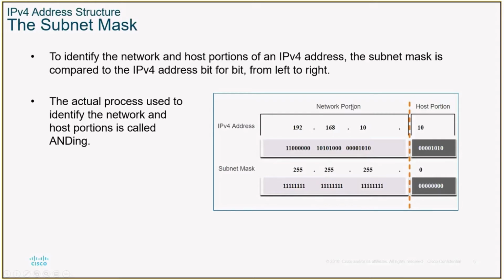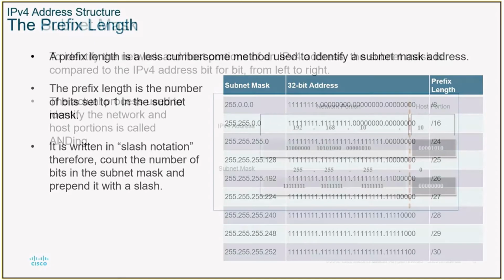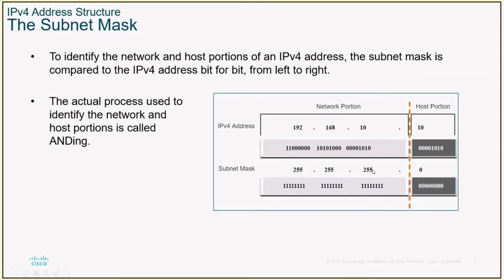And so, of course, basically in this process, wherever there's a 1 in the subnet mask, the value from the IP address will carry down. Wherever there's a 0 in the subnet mask, it will always end up being all zeros. So the prefix length is a less cumbersome method used to identify subnet masks. So of course, a subnet mask, like the previous example here, was 255.255.255.0. So of course, translating that into binary, it's 24 ones followed by 8 zeros.